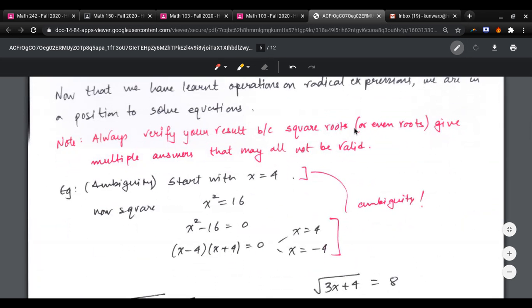And note, always verify a result because square roots, or even other even roots, let's say, give multiple answers. They may not all be valid.